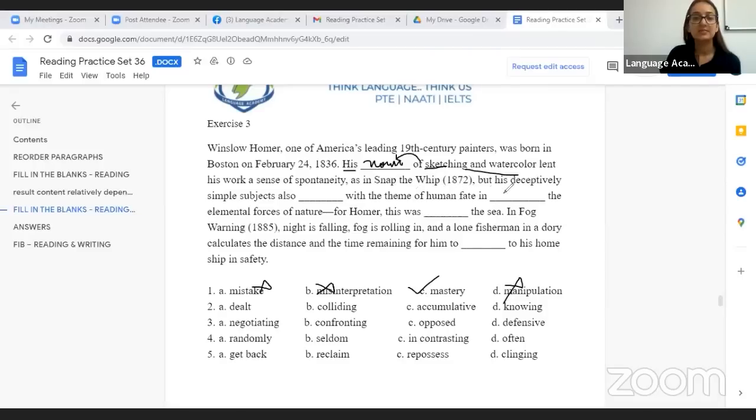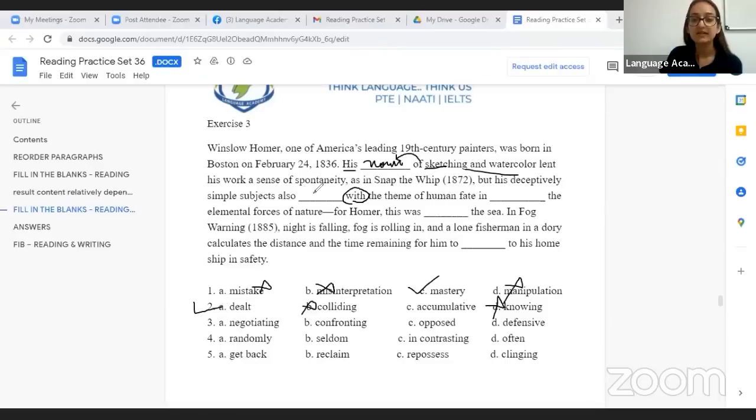As in Snap the Whip, but his deceptively simple subjects also dash with the theme of human fate. So we need something that goes with the word with. His subjects dealt with, colliding with. If we want to put colliding, we need a helping verb: his subjects were colliding with. Without a helping verb, we cannot put the ing form of a verb, so both the ing forms can be eliminated. Then accumulative with doesn't make any sense; it has to be accumulated, and still it does not go with the word with. The only option that goes with the word with is dealt with.